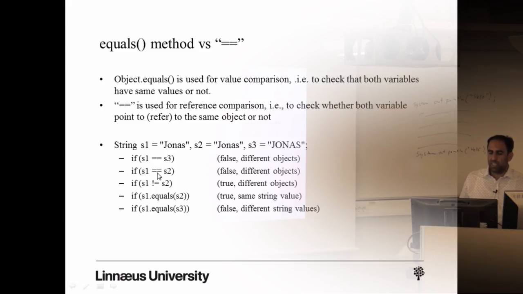And then if we compare s1 == s2, even though both have the same values, s1 has the value Jonas and s2 has the value Jonas, it returns false because the double equals comparison operator doesn't check the values. Rather, it checks the reference, whether the two variables are pointing to the same object or not. And when we say s1 not equal to s2, because the two are not pointing to the same object, they have different references, so this returns true. On the other hand, s1.equals(s2) will return true because both s1 and s2 have the same values. And s1.equals(s3) will return false because s1 and s3 have different values.